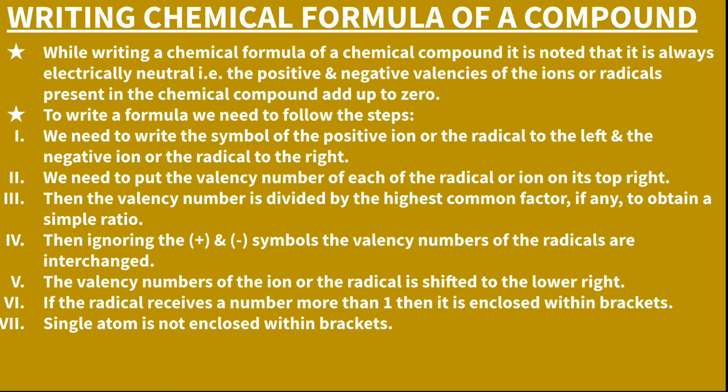Then the valency number of the ion or radical is shifted to the lower right. When we were writing in the ionic or radical form, the valency number was written at the top right corner, and now after interchanging, we write them in the lower right-hand corner. If the radical receives a number more than 1, it is enclosed within brackets. A single atom is not enclosed within brackets.